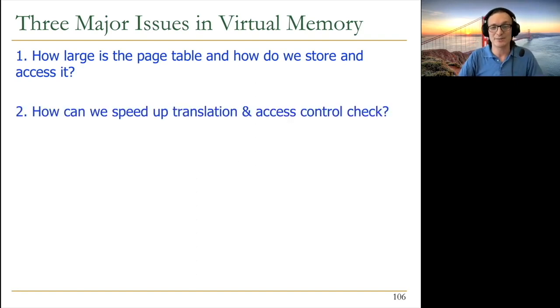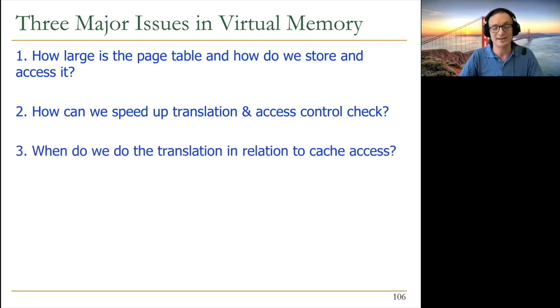The second question is, how can we speed up translation and access control check? Again, we've discussed this: TLBs. But again, these are very important. That's why I raise these questions. And then there's a third question, which was brought up by one of you in the last lecture, I think. When do we do the translation in relation to the cache access? And that's going to be important. I'm going to give you a teaser of that, but we're not going to go into the details. There are some backup slides and some lecture references you can take a look at.